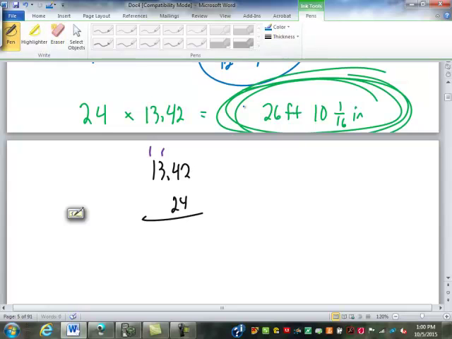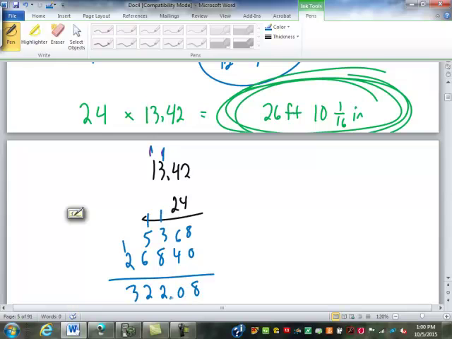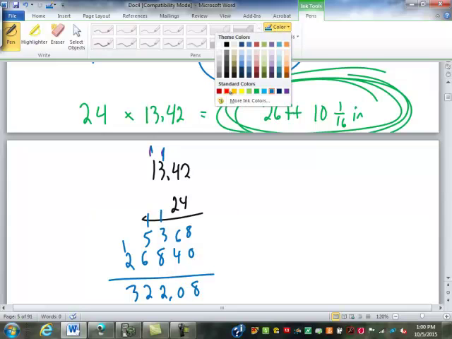So let's try that again. 24 times, so that's 8, 16, that's 13. That's going to be 5. That's why. So 0, 2 times 4 is 4, 8, 6, and 2. This is 8, 10, 12, 12, 322.08. Yeah, so they would have looked at that.